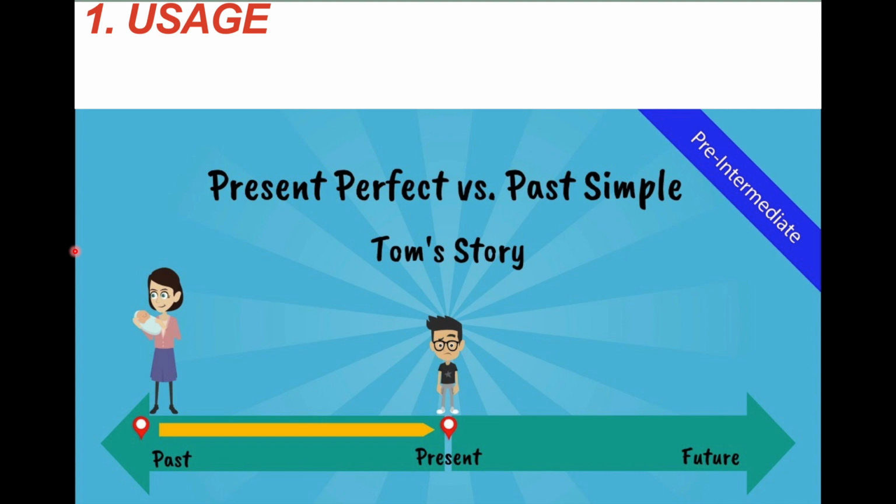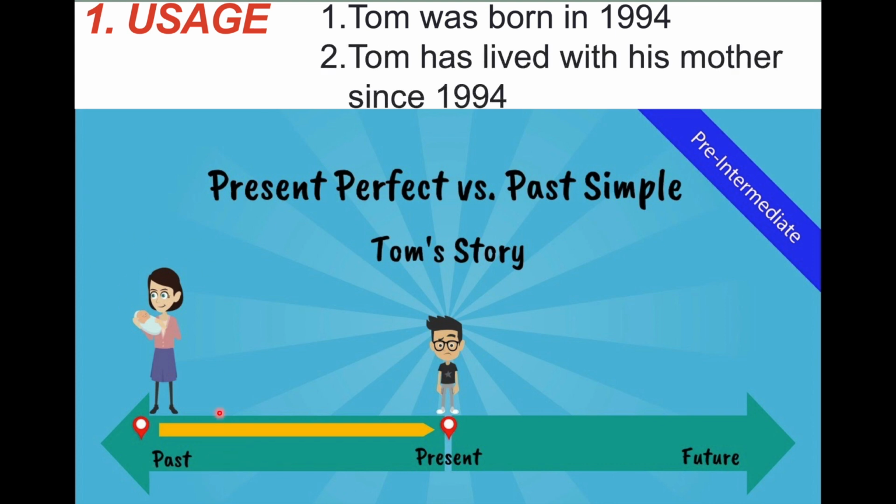Here we go. We have a timeline of Tom's story. This is Tom in the present, and this is him in the past. I have the first sentence: Tom was born in 1994. In this sentence, we use the past simple to describe something that happened in the past. However, in the second sentence, take a look: Tom has lived with his mother since 1994.